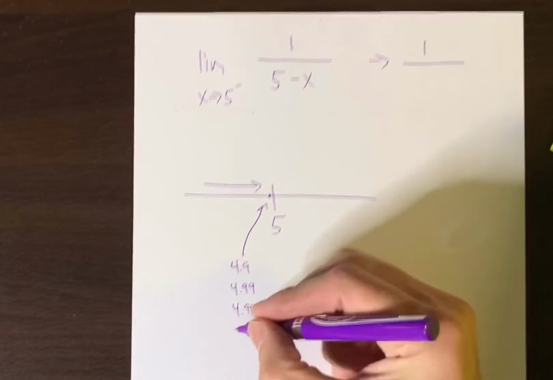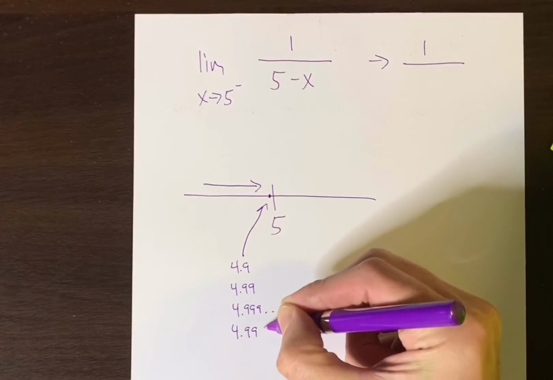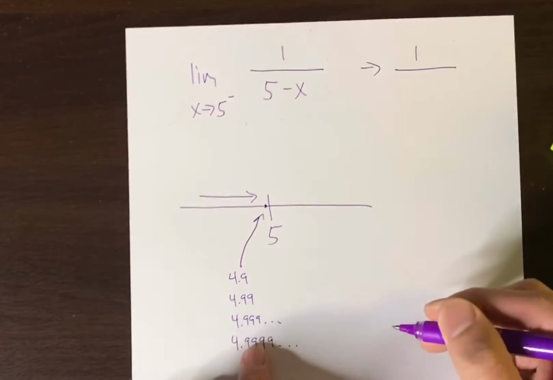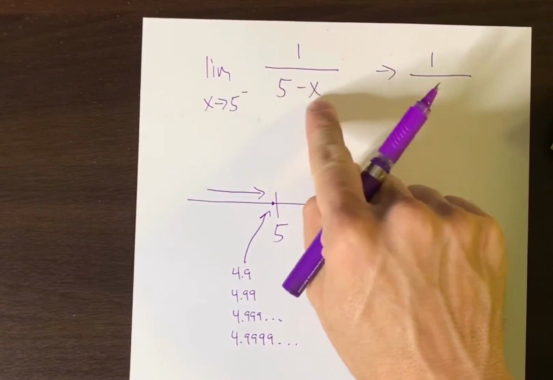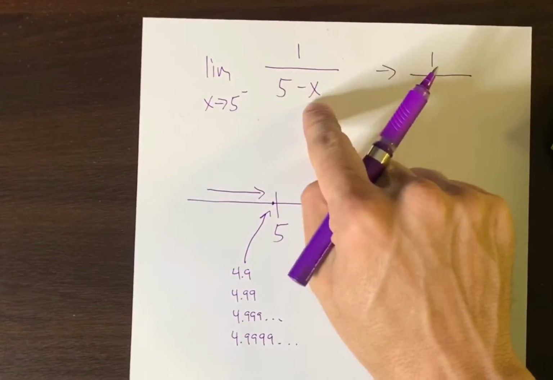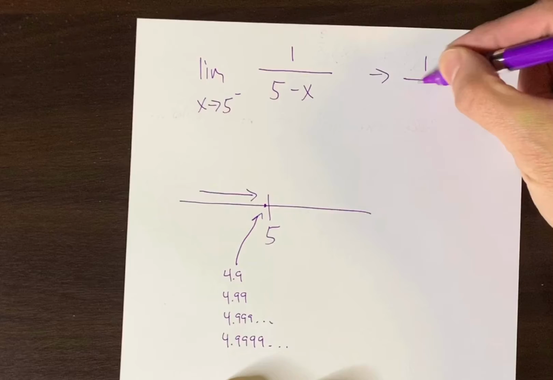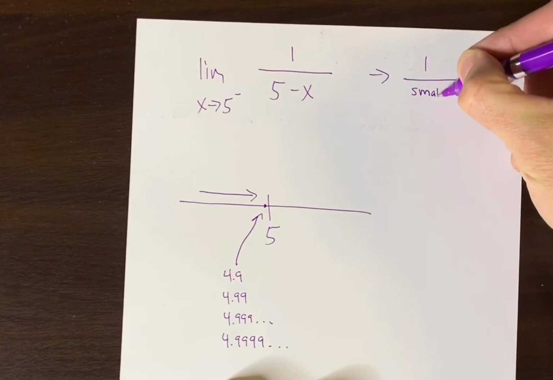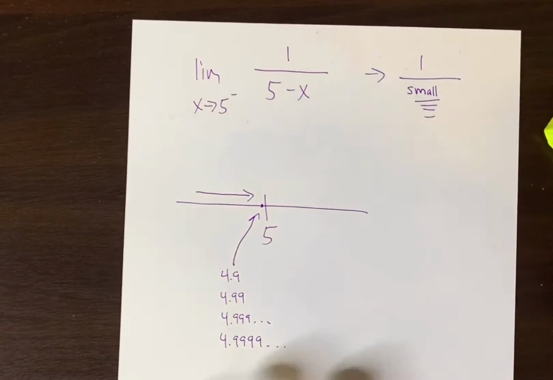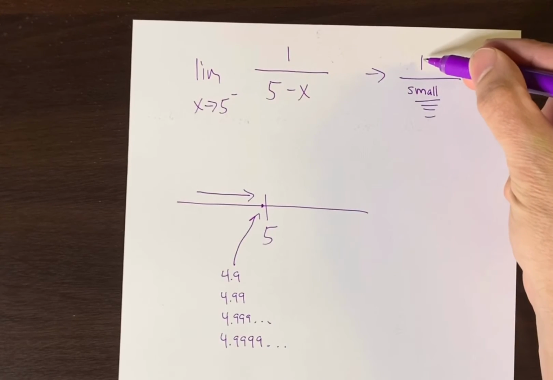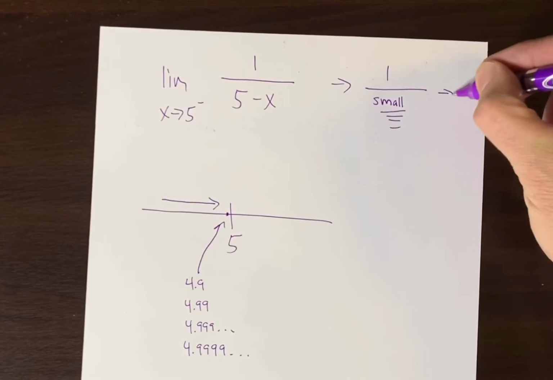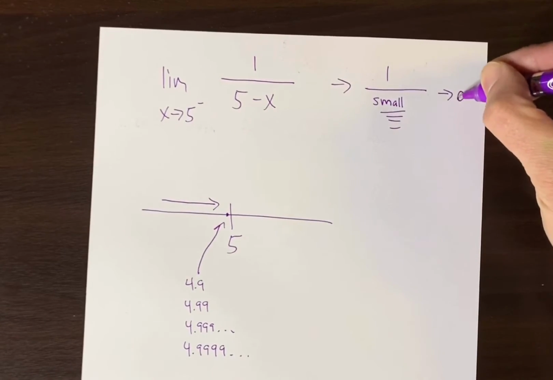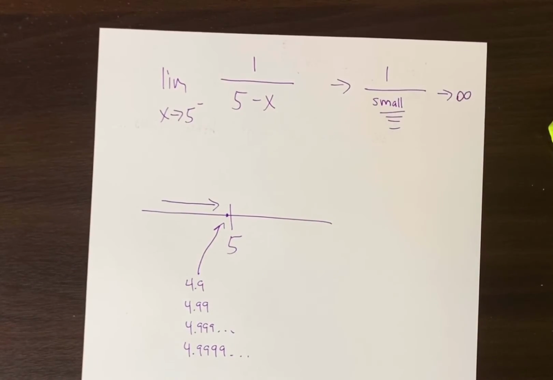As this gets closer to 5, let's call it 4.9999, I can get really close to 5. And the closer I get to 5 here, the smaller this is. So this denominator is going to be really, really small. And when I take 1 and divide it by a super small number, it's essentially approaching infinity.